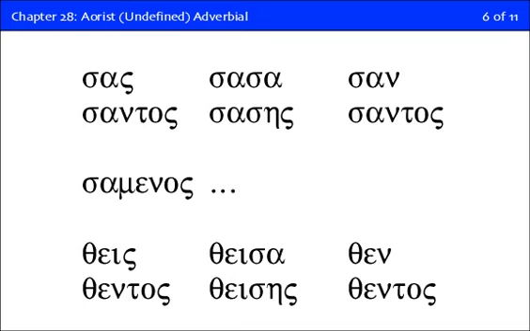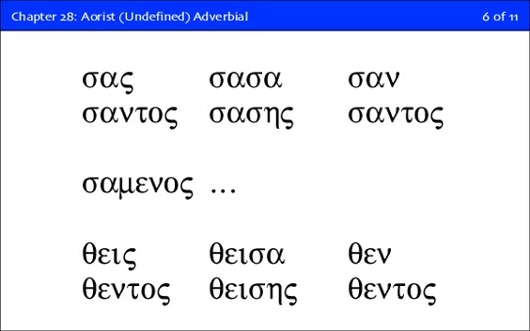In the aorist middle, it's really simple. Samenos. Figure it out. Samenos, samene, samenon, samenou, samene, samenou. Straightforward 2-1-2, no surprises. The aorist passive is theis, thesa, then, thentos, theises, thentos. Do you see why you have to learn the genitives along with the nominatives?